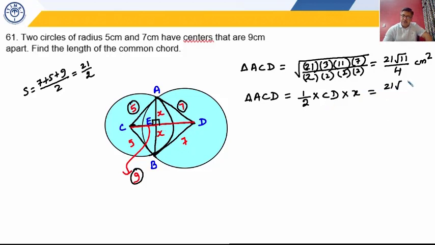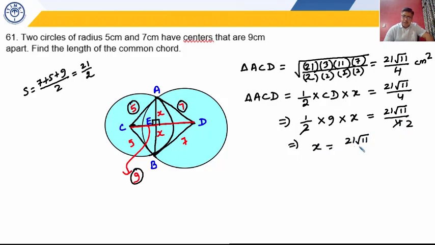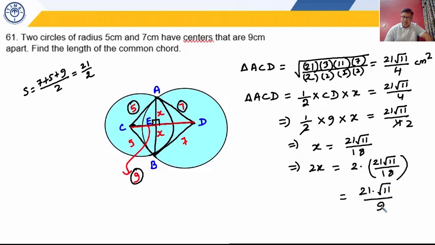This is again 21 root 11 upon 4. So it is half CD, CD is 9, you know, into X, equals 21 root 11 upon 4. So basically X is equal to 21 root 11 upon 18. And 2x is the length of the common chord. AB is x plus x, that is 2x. It is 2 times 21 root 11 upon 18, which is basically 21 root 11 upon 9 centimeter. That is your answer.